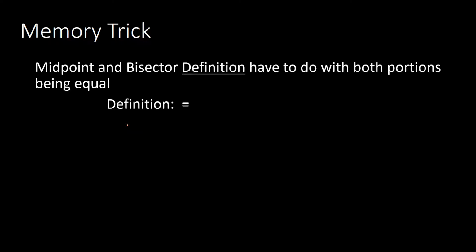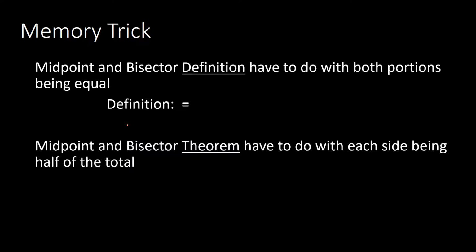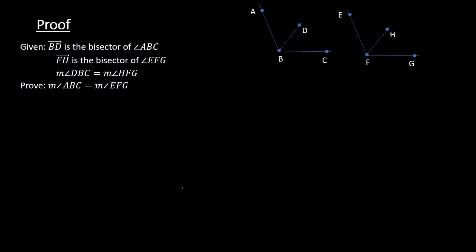And now we just learned the midpoint and bisector theorem. So the theorems say that each side is 1/2 of the total. So the theorem talks about 1/2 of the measure for the angle and for the segment. So don't forget the difference. It's a very small difference, but there is a difference between the definitions and the theorems. Definitions deal with equals, theorems deal with 1/2. And now let's look at one example where we can use those theorems to prove another proof.